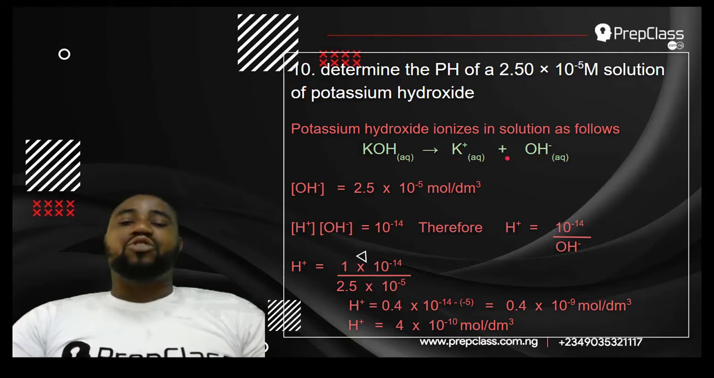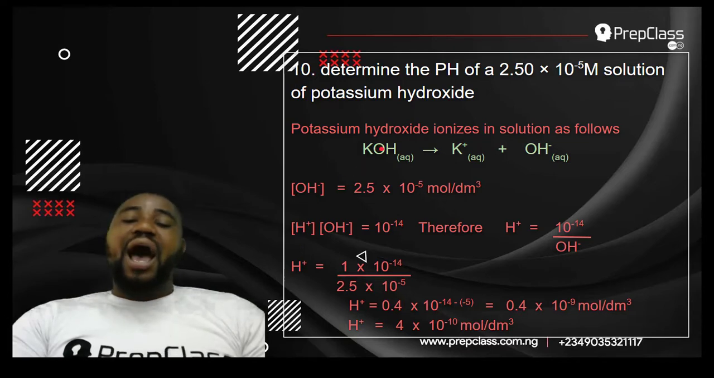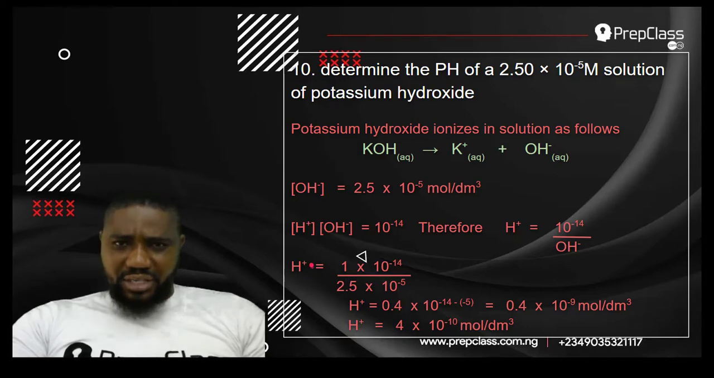There's a formula that says that hydrogen ion times hydroxyl ion is equal to 10 raised to the power minus 14. See this formula here? Hydrogen ion times hydroxyl ion is equal to 10 raised to the power minus 14. That is what we use to find the hydrogen ion in the potassium hydroxide. After finding the hydrogen ion, we then find the pH, which is the negative logarithm of the hydrogen ion to the base of 10. I believe you understand me.